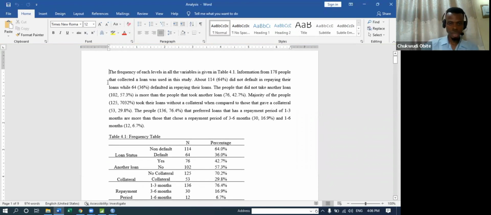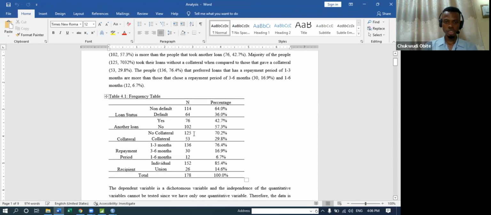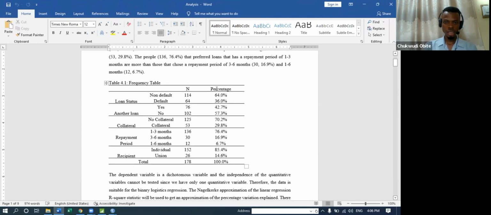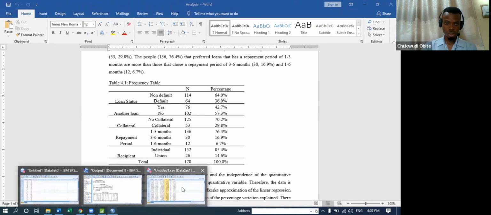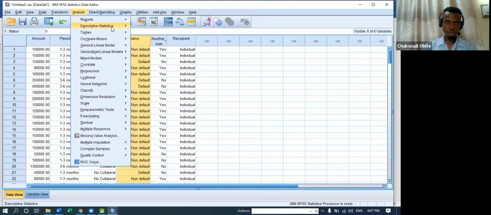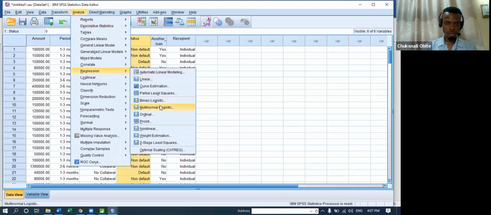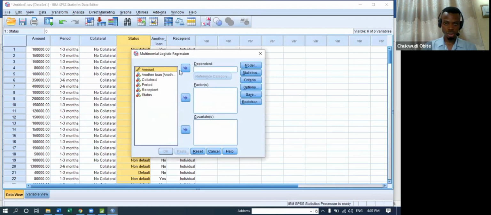So look at it. I got a frequency table. So you have to get the frequency table yourself. I've taught you how to get N and percentage. Normally, you can do it using the descriptive statistics I taught you earlier. You can go to descriptive, frequency, and do it. But normally, I prefer using multinomial logistics to do it. So I can do something like this, even though I'm not doing multinomial logistics.